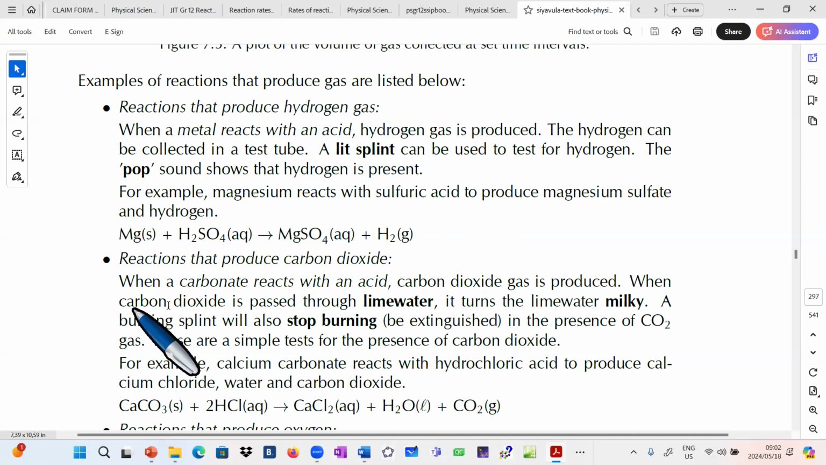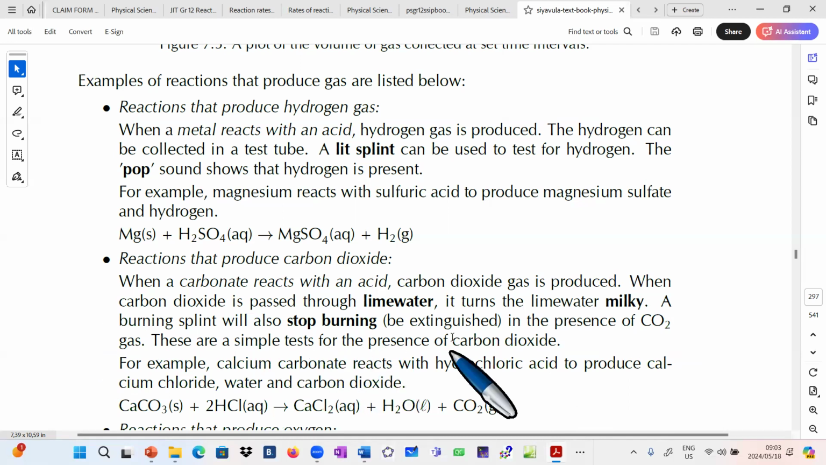And then there are certain reactions that produce carbon dioxide. When a carbonate reacts with an acid, like calcium carbonate reacting with hydrochloric acid, carbon dioxide gas is produced. When carbon dioxide, very interestingly, is passed through lime water, it turns the lime water milky. So if you pump carbon dioxide into lime water, it turns the lime water milky. A burning splint will also stop burning, be extinguished, in the presence of carbon dioxide gas.